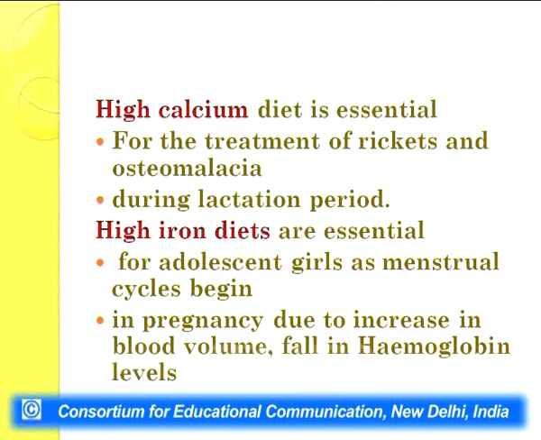High iron diets are required for adolescent girls as the menstrual cycle begins, which means that they lose blood, and along with blood they lose iron also. As it is a cycle, they need iron regularly. So a high iron diet is very much essential for adolescent girls as well as during pregnancy and lactation, because the mother is feeding at the time of lactation and feeding the fetus at the time of pregnancy also. So she needs a high iron diet during pregnancy.